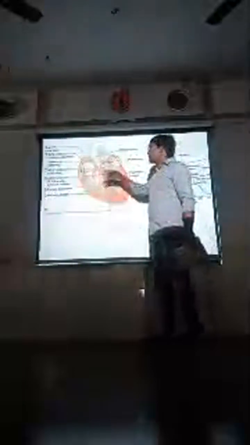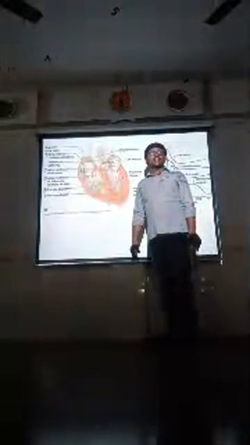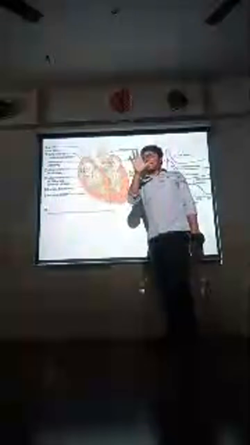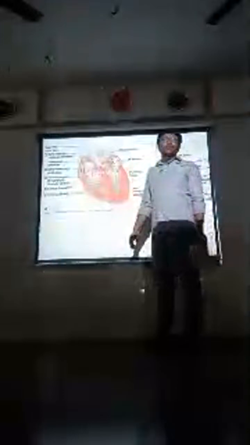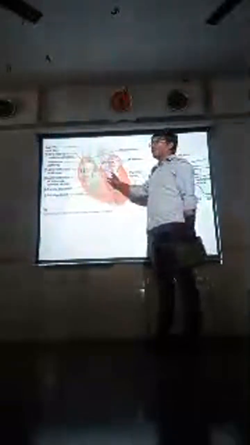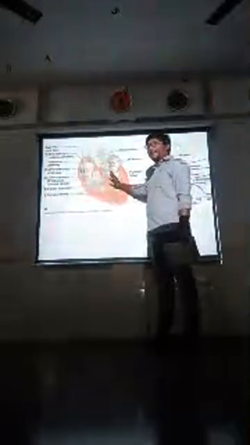It is passing along the posterior side of the heart. We know what the anterior side of the heart is and what the posterior side is. So it is passing through the posterior side of the heart in between the interventricular septum. The interventricular septum is separating the right ventricle from the left ventricle. Am I clear?